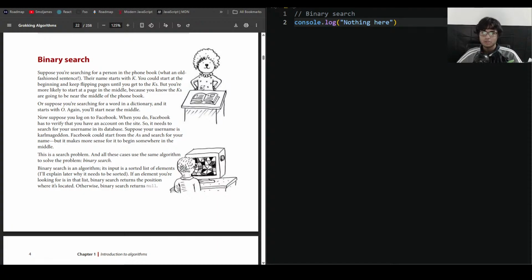Now suppose you log on to Facebook. When you do, Facebook has to verify that you have an account on the site. So it needs to search for your username in its database. Suppose your username is Karamagaram. Facebook could start from the A's and search for your name, but it makes more sense for it to begin somewhere in the middle. This is a search problem, and all these cases use the same algorithm to solve the problem: binary search.